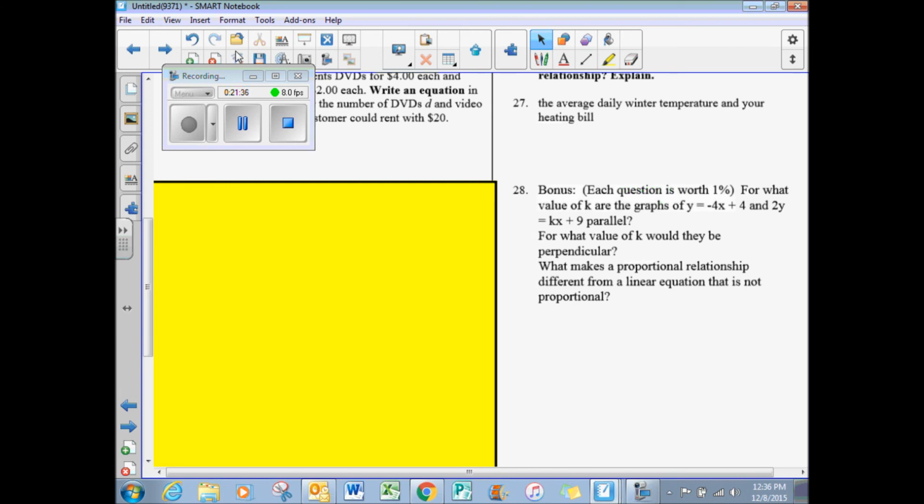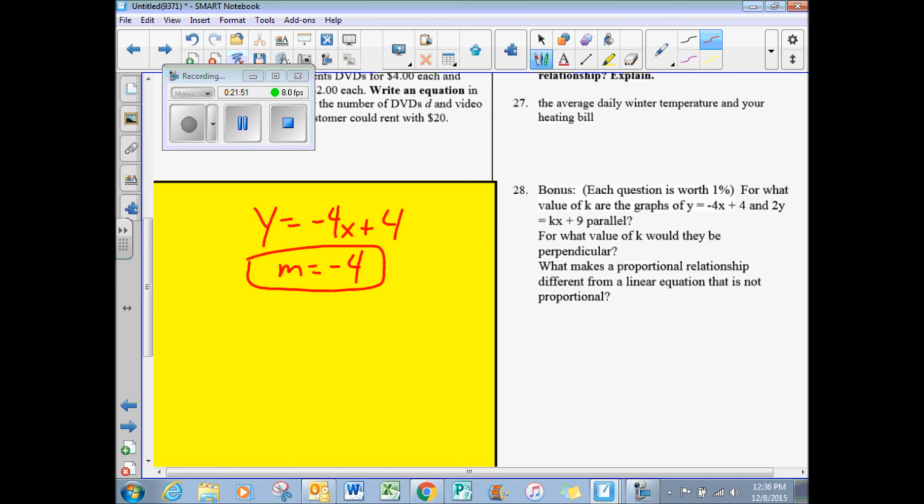We have a line, y equals negative 4x plus 4. What is the slope of that line? Okay, negative 4. The x is not part of the slope. Okay, and we also have a line that is parallel. Its equation is 2y equals kx plus 9.